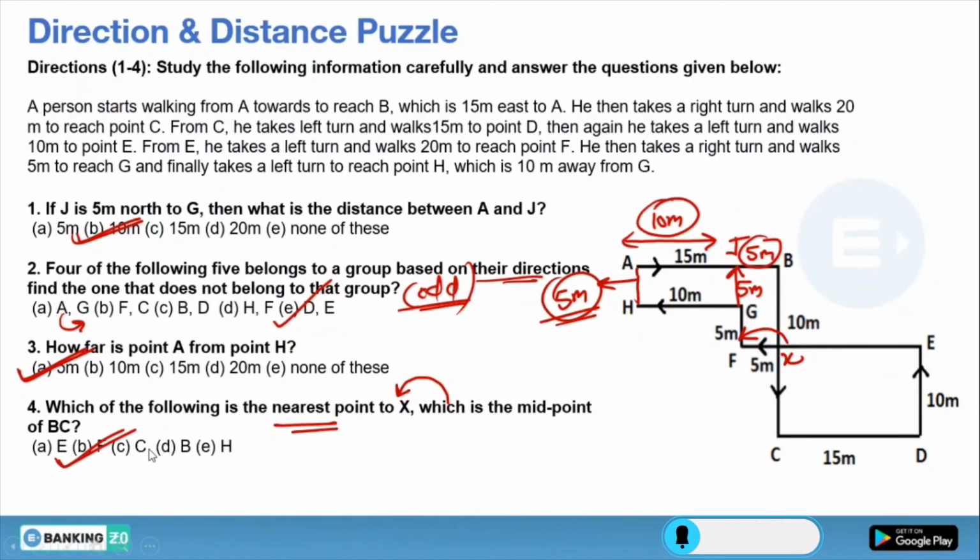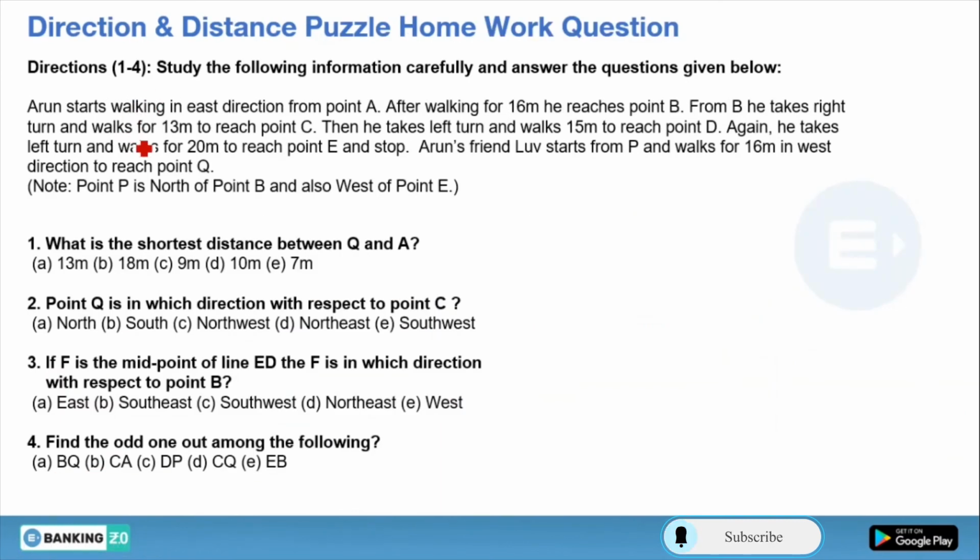I hope it is clear to you. Based on today's video's concept, this is your homework question, and just try to solve it and comment the answer of this question in the comment box. Okay, and I will be solving this question in my next video.